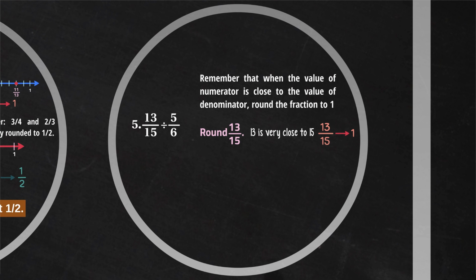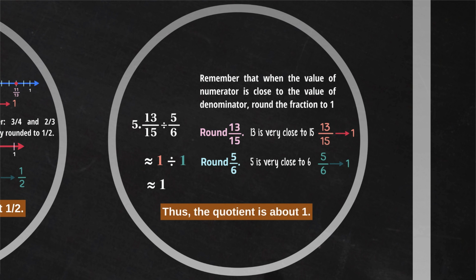Moving to the second term, let's round 5/6. As you can see, 5 is very close to 6. Then 5/6 is rounded to 1. Now that all the terms are rounded, the expression 13 over 15 divided by 5/6 is about 1 divided by 1. This is easy to divide. Remember, any number divided by 1 is equal to the number itself. Since the number we are dividing is also 1, the answer is 1. Thus, the quotient is about 1.